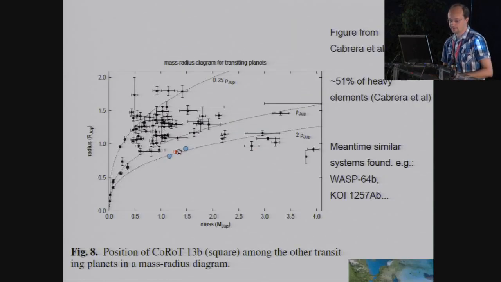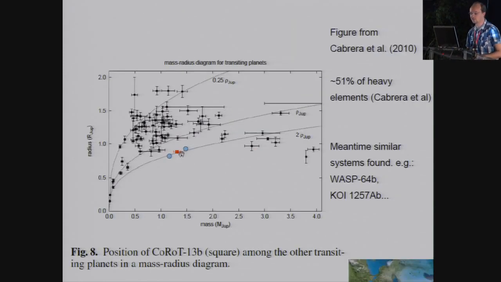And then CoRoT-13b should stay here. And meantime, new objects were found, WASP-64b or the Kepler KASC-7 objects, which have practically almost the same properties.